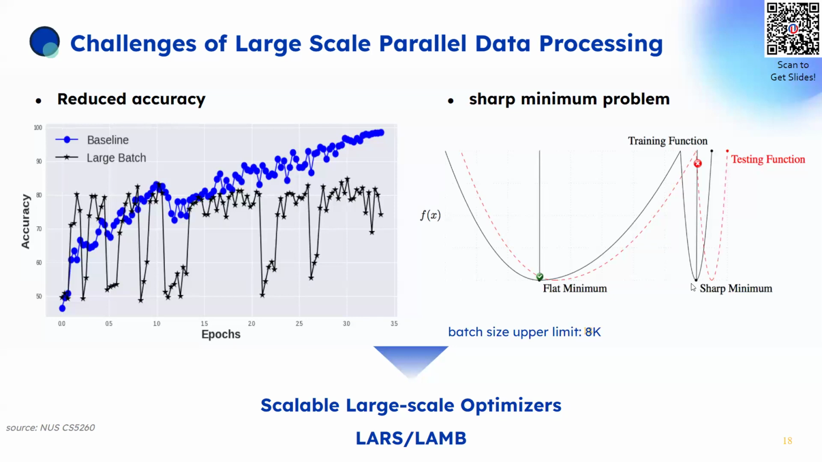But the concern is, you see, even if we train the same number of epochs, we are losing accuracy. The blue line here is a batch size of 100. The black line is a batch size of maybe 10,000. Even though they train the same number of epochs, the black line has a much smaller number of iterations. That's why its accuracy is lower.